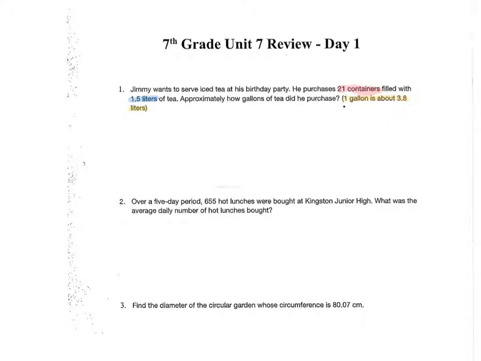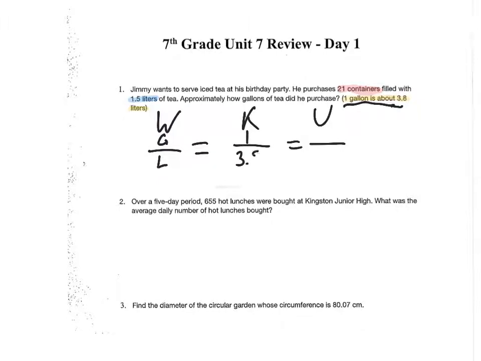Anytime they give us just a flat out ratio like this, you've got to know that it's going to be a WKU of some kind, where we have words, known, and our unknown. Pretty much line equals line equals line. Because of that part I've got highlighted in yellow, we're going to compare gallons and liters. And it tells us that 1 gallon is approximately 3.8 liters.